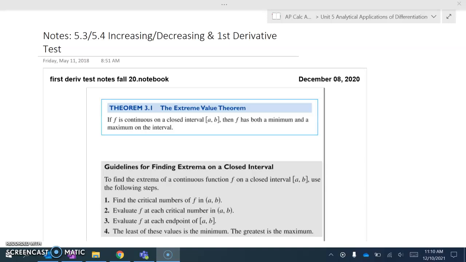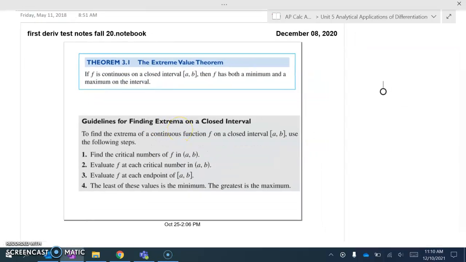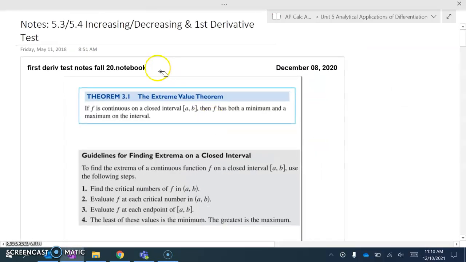Alright guys, this video is going to focus on 5.3 and 5.4, which deals with finding intervals of increasing and decreasing, and then using the first derivative test. So this first slide is really just a summary of what we've talked about with EVT, the extreme value theorem. Key thing, f is continuous on a closed interval, and they broke these steps into two pieces, whereas we just did it as one.